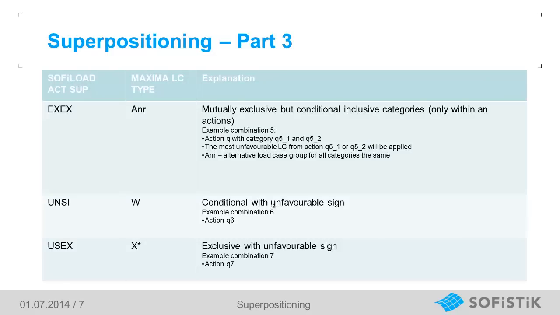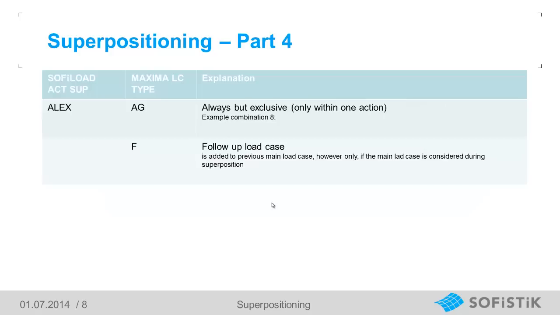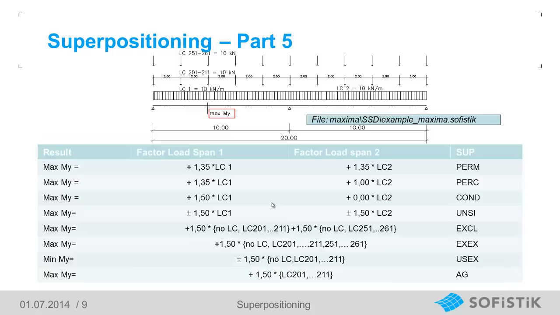Then we have UNSC. It's conditional with unfavorable sign. Then we have USEX, so these load cases have an exclusive with unfavorable signs. And then we have LX, that means the load cases will always be taken but exclusive and only within one action. And here are examples which I just mentioned.